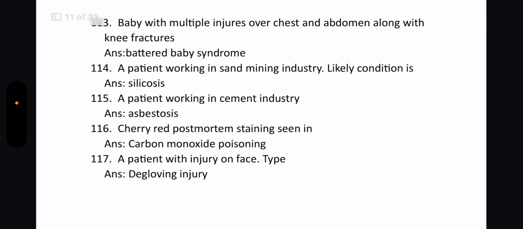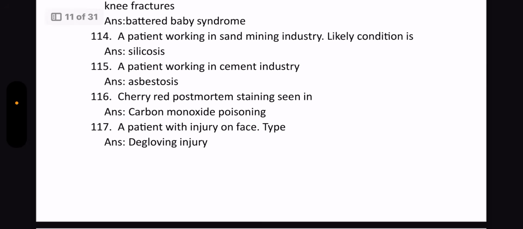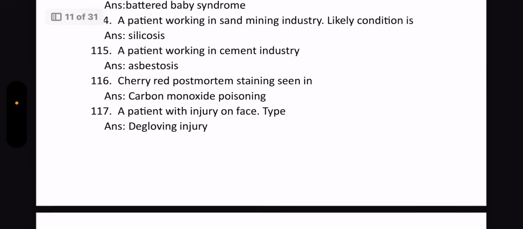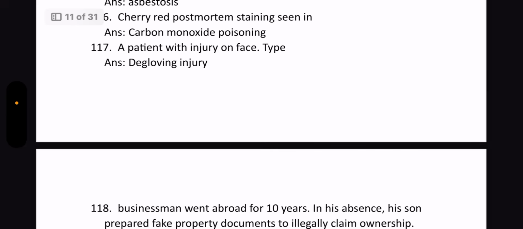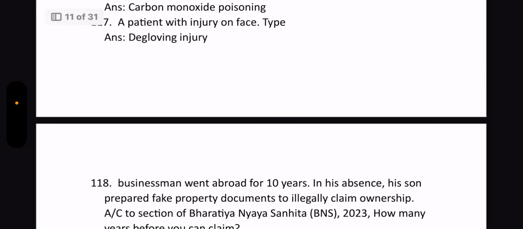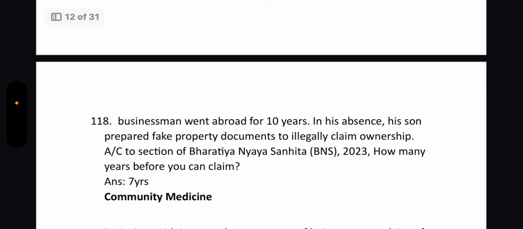Next, baby with multiple injuries over the chest and abdomen along with knee fracture. Answer is battered baby syndrome. Next, patient working in sand mining industry, condition is silicosis. Next, patient working in cement industry, condition is asbestosis. Next, steroid postmortem staining, answer carbon monoxide poisoning. Patient with injury on the face, type, answer is degloving injury.